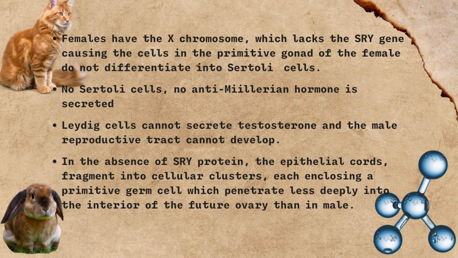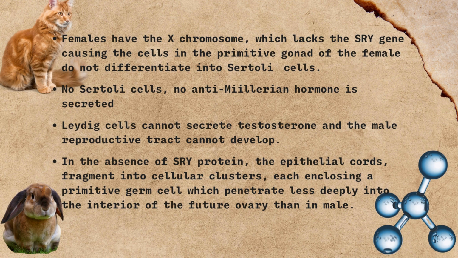Females have the XX chromosomes. It lacks the SRY gene that governs the production of SRY protein. As a result, cells in the primitive gonad of the female do not differentiate into Sertoli cells. Since there are no Sertoli cells, anti-Mullerian hormone cannot be secreted. Therefore, the Leydig cells cannot secrete testosterone and the male reproductive tract cannot develop.